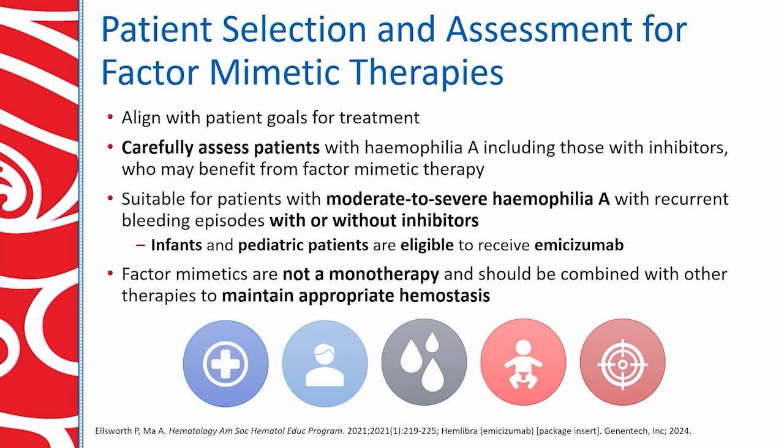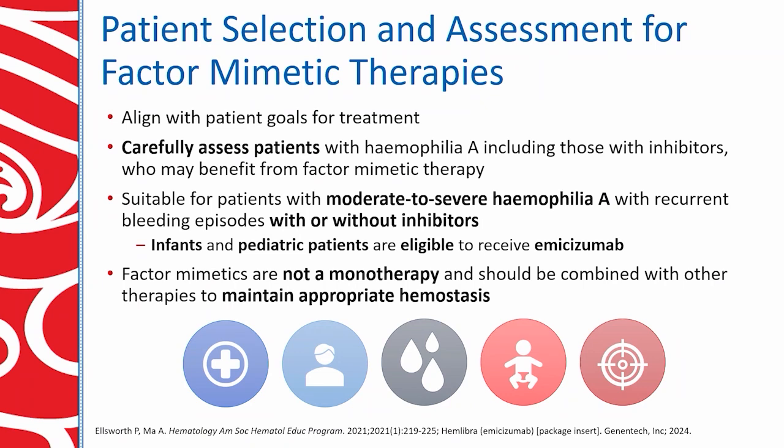I think it starts with the discussion with the patient to define the goals of the treatment, but also you as a treater should know your goals here. And careful patient assessment is important, because you have to think who is going to benefit from these factor VIII mimetic therapies. Usually patients with severe hemophilia A, but also those with moderate hemophilia A with a severe bleeding phenotype, with or without inhibitors, are potentially eligible here.